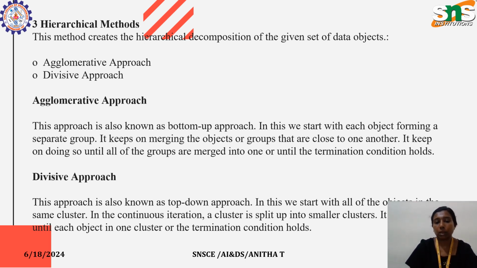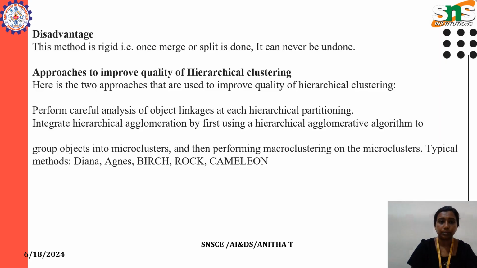The divisive approach is also known as the top-down approach. In the start, all the objects are in the same cluster. In the continuous iterations, a cluster is split up into smaller clusters until each object is in one cluster or the termination condition holds. Next, disadvantages. This method is rigid, that is, once a merge or a split is done, it can never be undone.